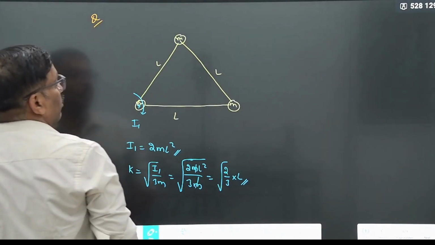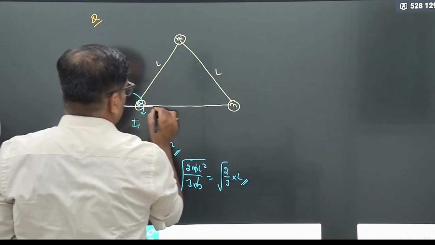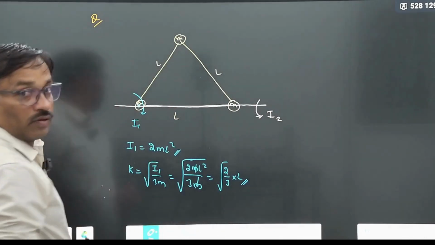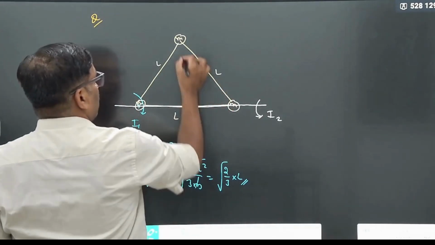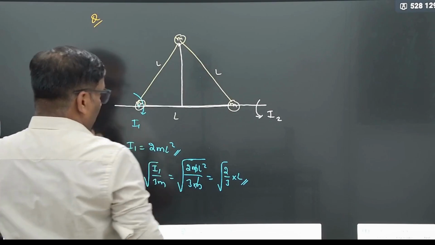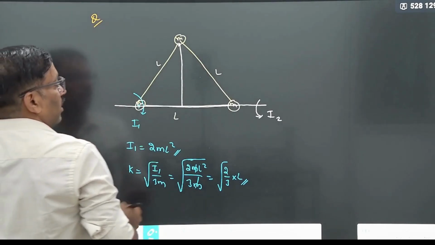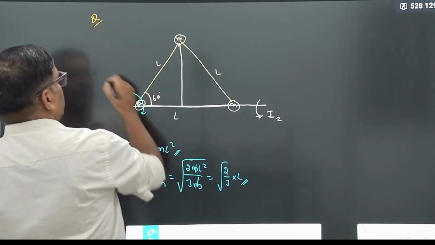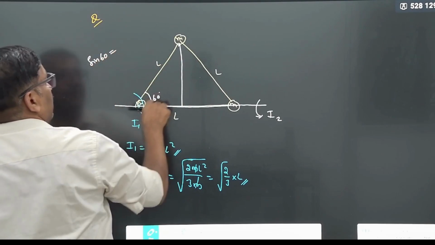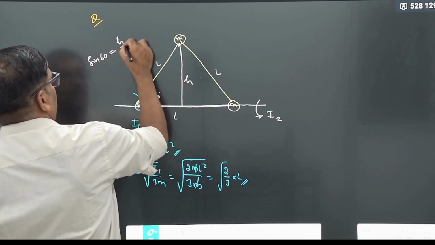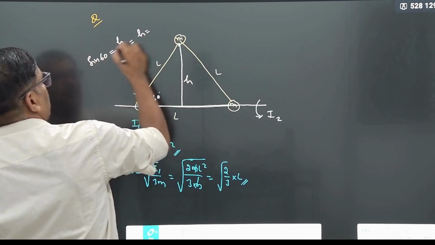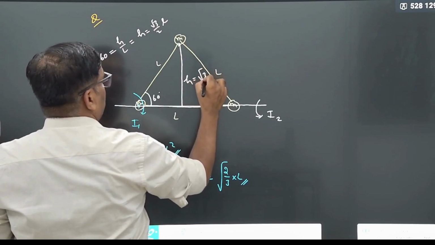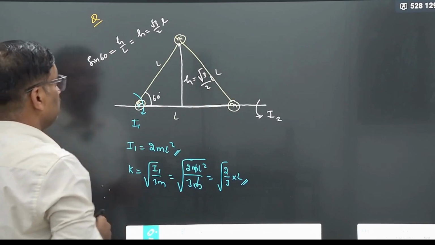Now we'll see one more. The moment of inertia about an axis passing through any one of the sides here, this is your I2. Clear? You should know these two masses are at rest, but this distance you should know. This is the height of the equilateral triangle. What is the height of the equilateral triangle? This angle is 60 degrees. This is your L, this is your opposite side. So sin 60 is equal to H by L. Therefore H is equal to root 3 by 2 into L.